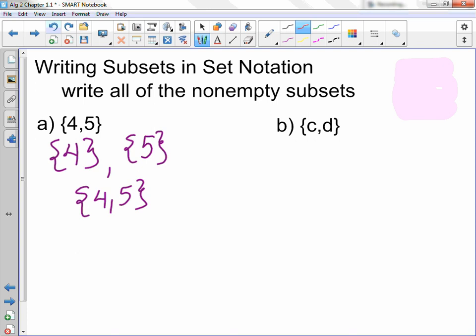Any questions on this so far? So let's look at B. Can anybody give me a subset of {C, D}? The set containing C. What's another one? D. And {C, D}. And that's it.